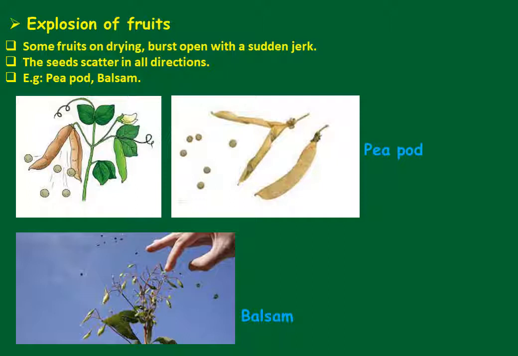You can see a pea pod. The examples are there. This is a picture of a pea pod. When it gets dry, it will explode, and you can see the seeds inside the pea pod going in all directions, reaching the soil and growing from there. The balsam plant is also an example.